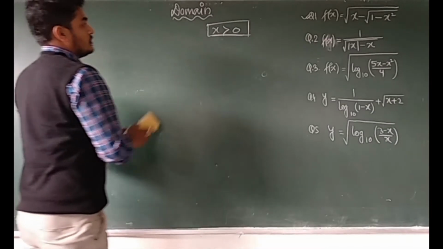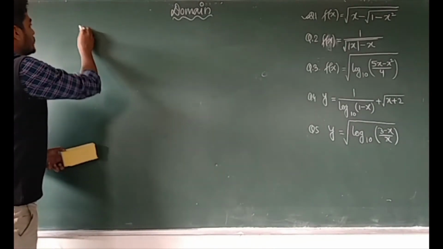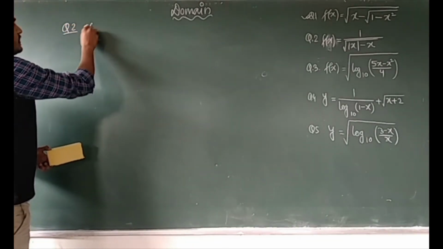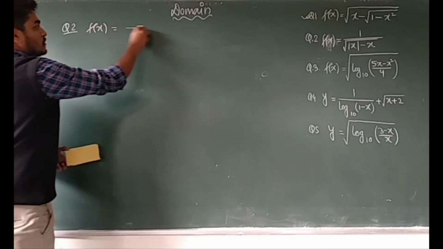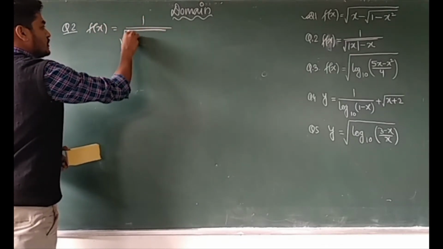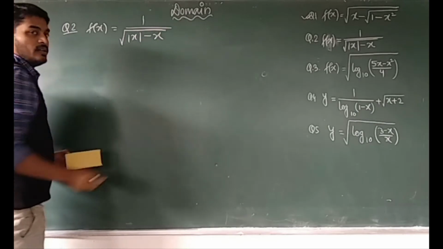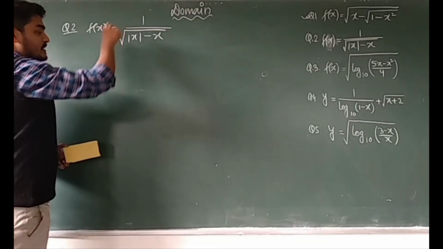Okay. So what is the next one? Question number 2. The question is: given that f of x is equal to 1 by under square root of modulus of x minus x. Very simple, which is a rational function.